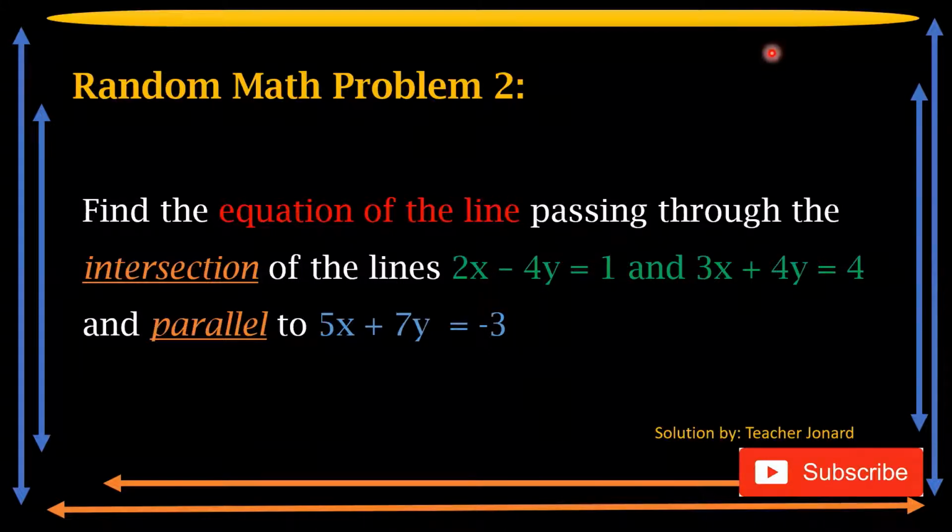In this video, we're going to answer another random math problem, and this problem says, find the equation of the line passing through the intersection of the lines 2x minus 4y is equal to 1 and 3x plus 4y is equal to 4 and parallel to the line 5x plus 7y is equal to negative 3.